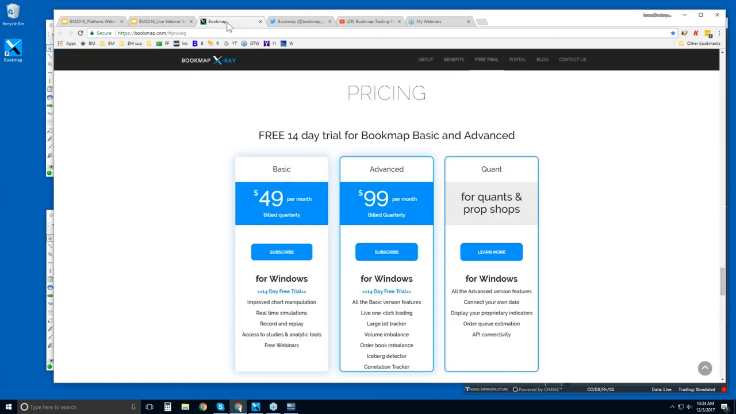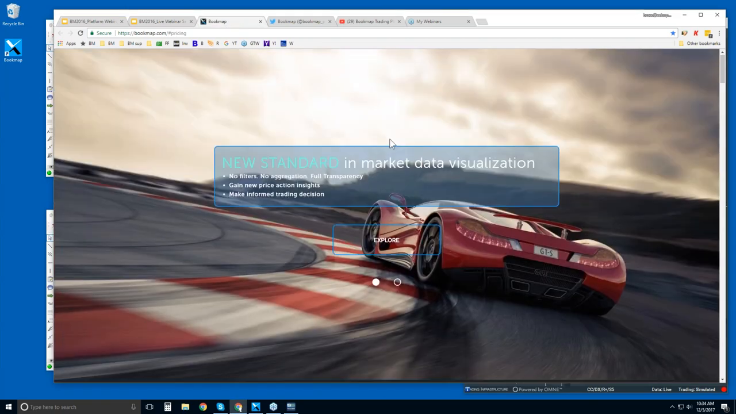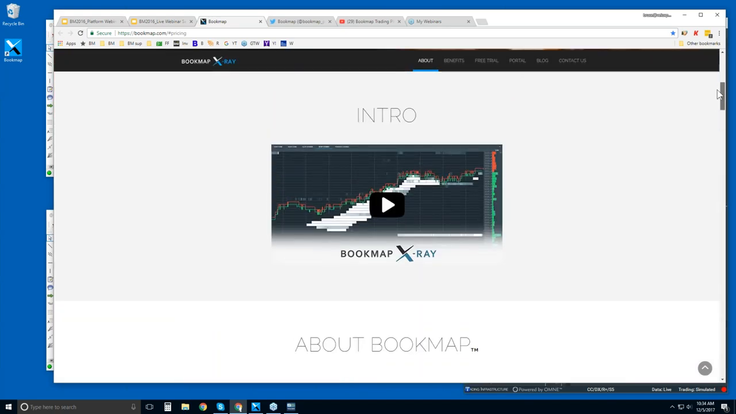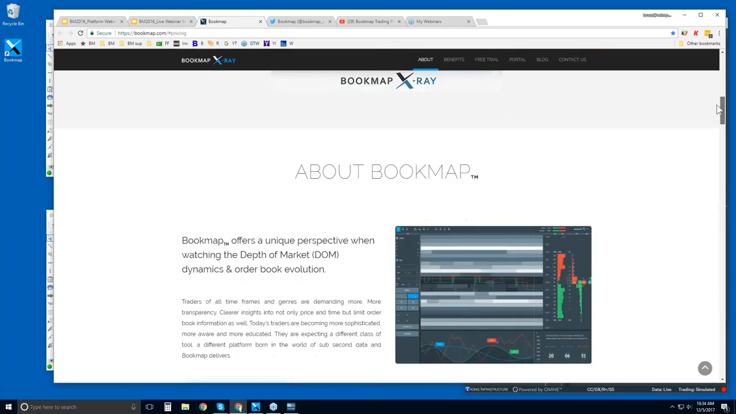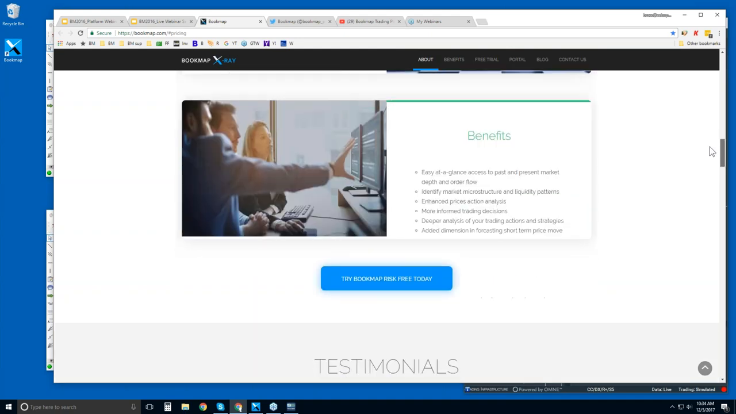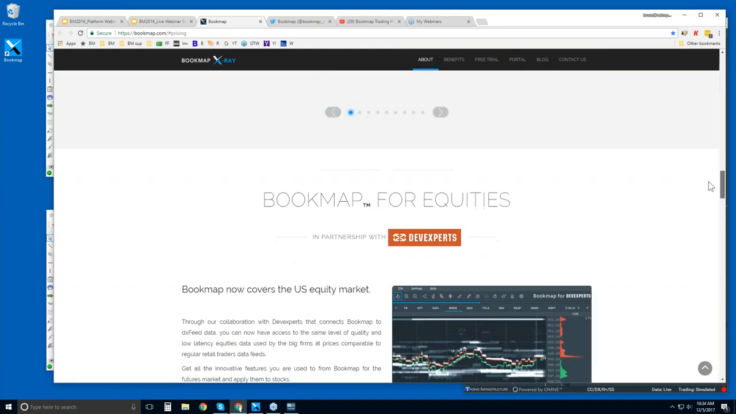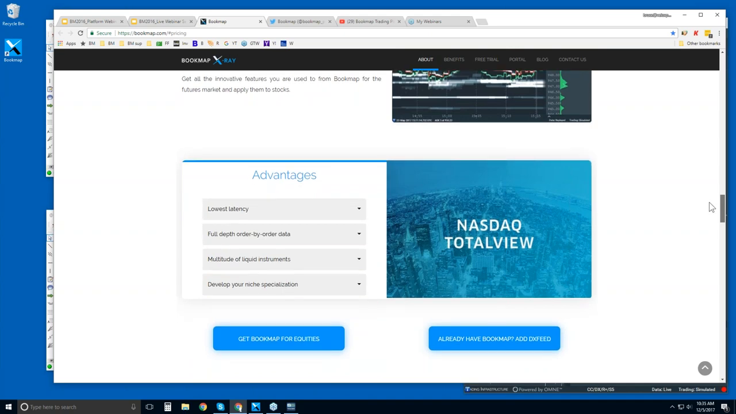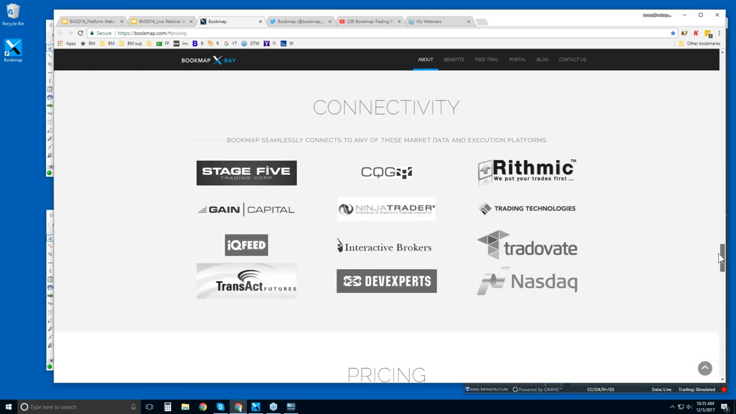Okay, so let's go to bookmap.com and just quickly go through it. We just scroll down through bookmap.com. The intro video here is a couple minutes long just to get you familiar with it. Just a section here about Bookmap, benefits, the platform, etc. There's Bookmap for equities. That's a new feature from, well, several months now, but through NASDAQ Total View. And then connectivity. So we are a software trading platform. You will need a data provider. We don't provide the data.